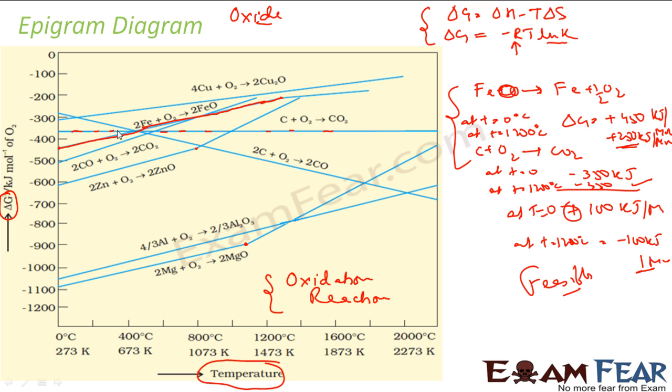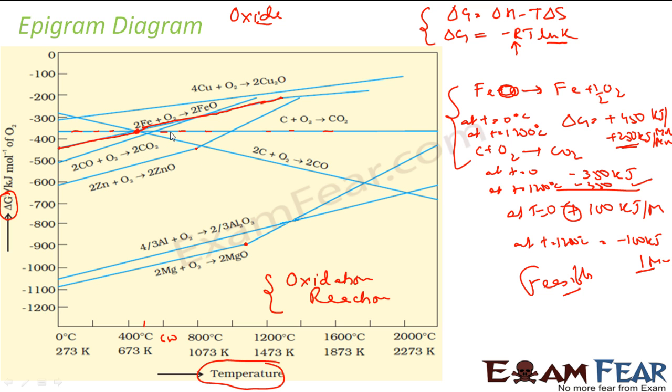For example, it is nothing but the intersection of these two lines. In this case itself, iron to iron oxide and carbon to carbon monoxide, these two lines intersect at this point, right? So this point is almost 500 degrees Celsius. So above 500 degrees Celsius, these reactions will occur. So it helps us to choose which reducing agent can be used at what temperature. Correct? So if I want to reduce my iron at almost 500 degrees Celsius, I will use this carbon.